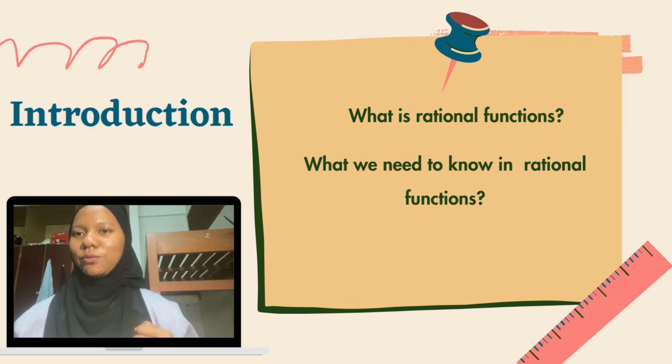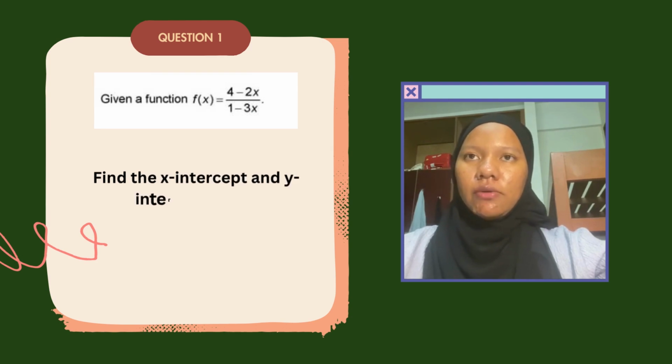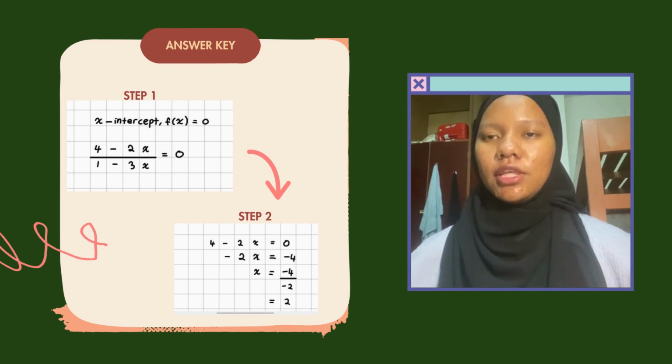For the first question, given a function f(x) equals (4 minus 2x) over (1 minus 3x), find the x-intercept and y-intercept of f(x). For the first step, let y equal 0 because we want to find the x-intercept. So the equation will be (4 minus 2x) over (1 minus 3x) equals 0.